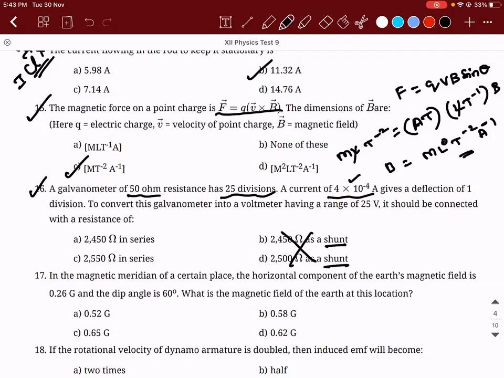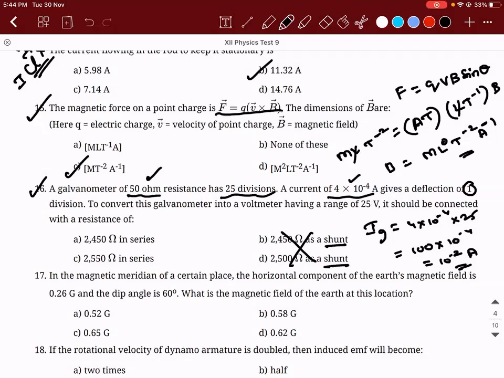So 4 into 10 power minus 4 causes a deflection of 1 division. So 4 into 10 to the power minus 4 into 25 will be the full scale current through the galvanometer. That will be the full scale deflection current. So 100 into 10 power minus 4, that will be 10 power minus 2 ampere. So resistance of the galvanometer is 50.